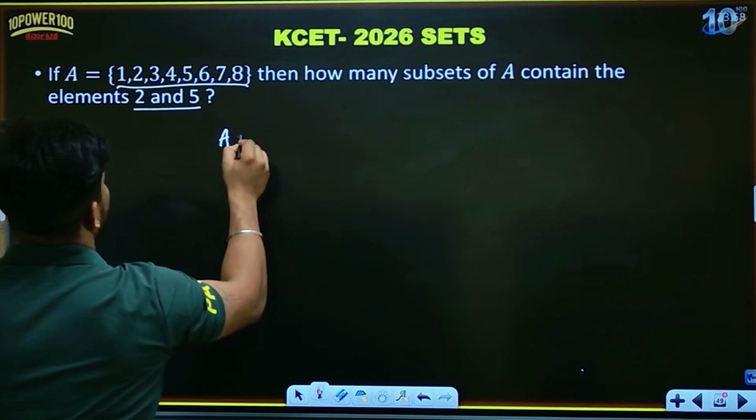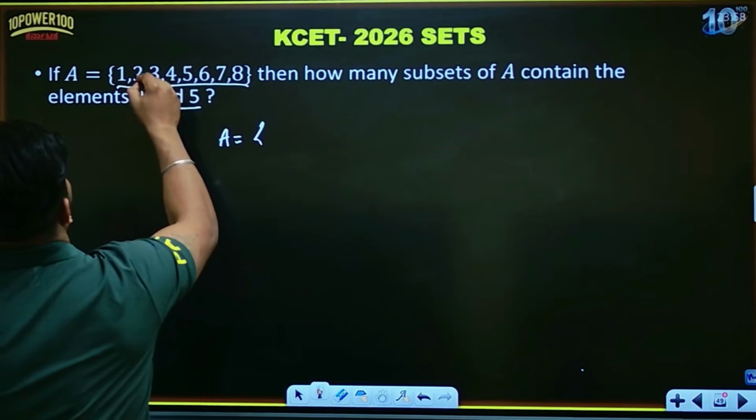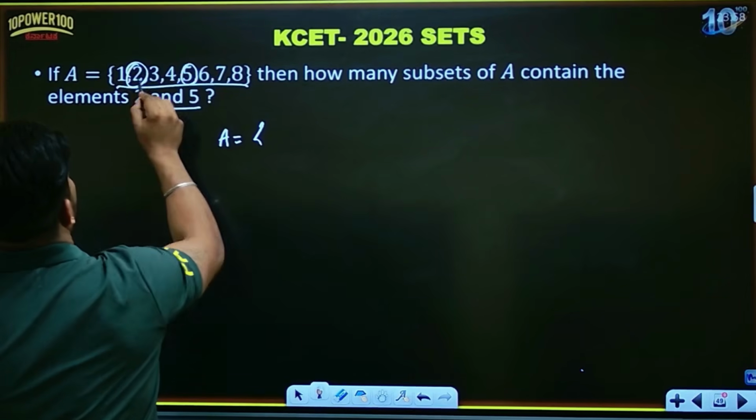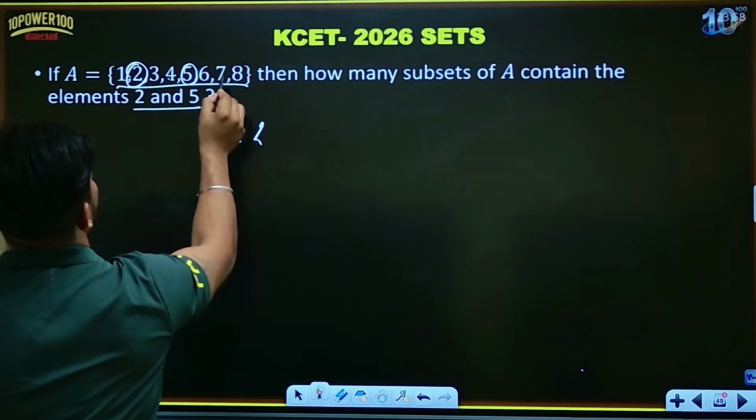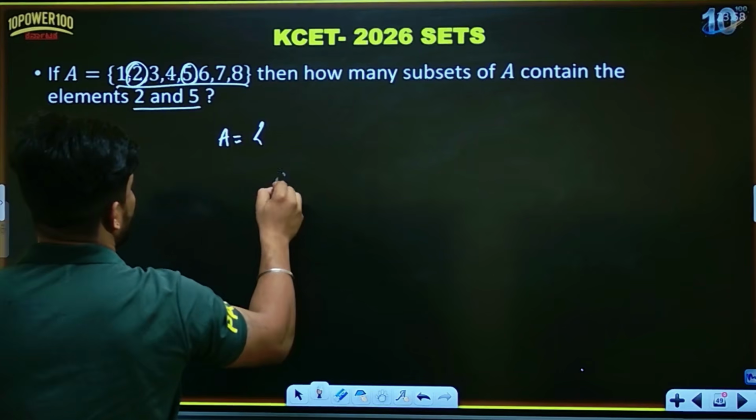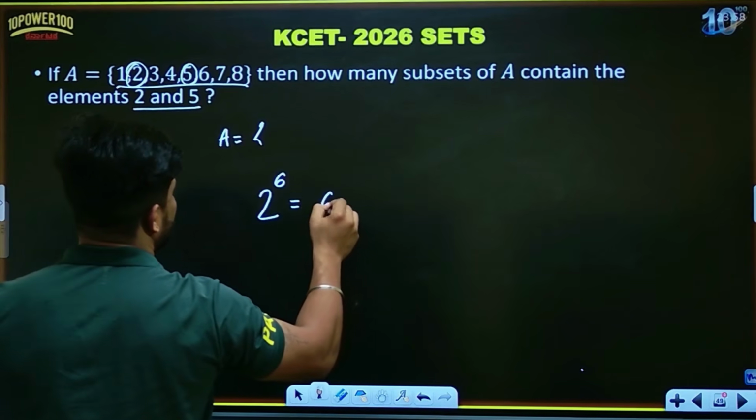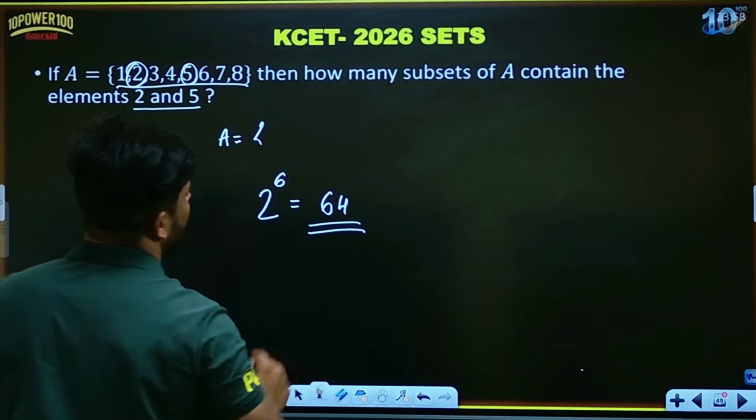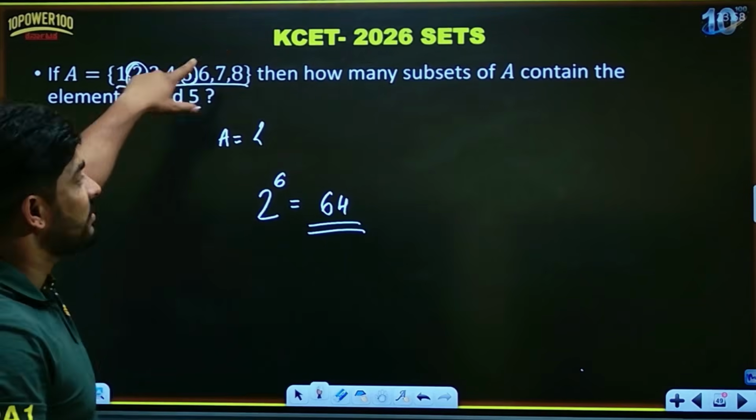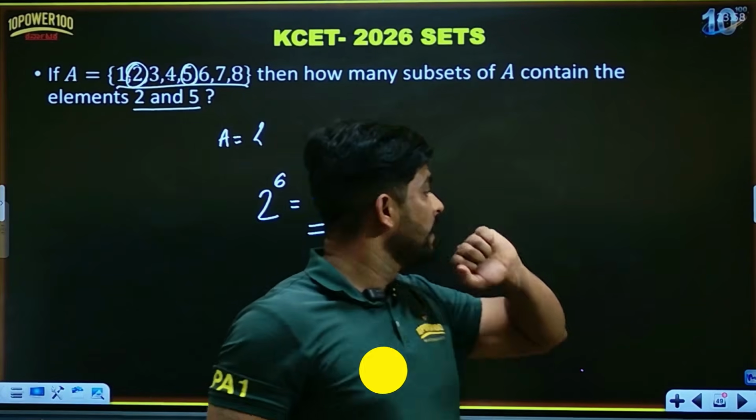Okay, and once again 2 and 5. So now set A. Let's remove 2 and 5. If we remove 2 and 5, we get 1, 2, 3, 4, 5, 6. So it is 2 to the power 6, which is 64, I guess. Yeah, 64 is the answer, because the number of elements is actually 8 now. That's why. Okay, so next.